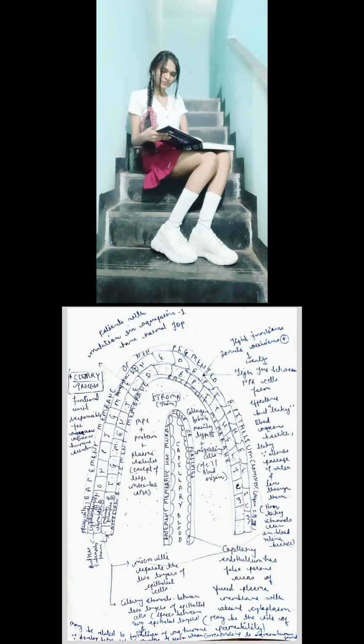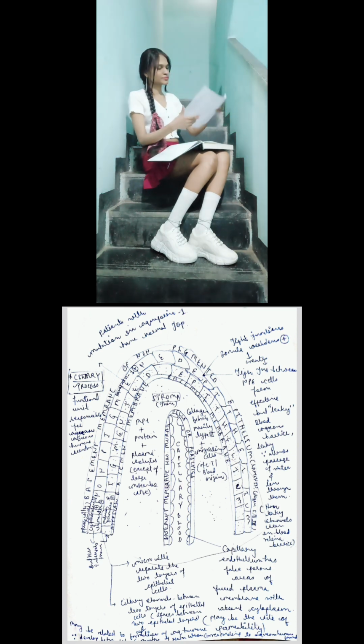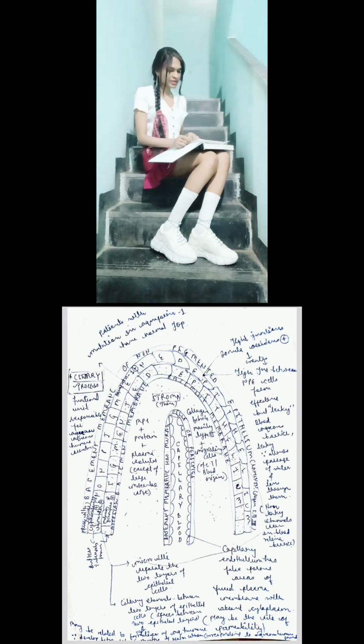So, this description about ciliary processes can be summarized in this diagram. In this diagram you can see at the center there is a blood capillary. It is lined by the endothelial cells, and this capillary endothelium has false porous areas of fused plasma membrane with absent cytoplasm, and it may be the site of permeability. After that, this is the basement membrane of the capillary blood.